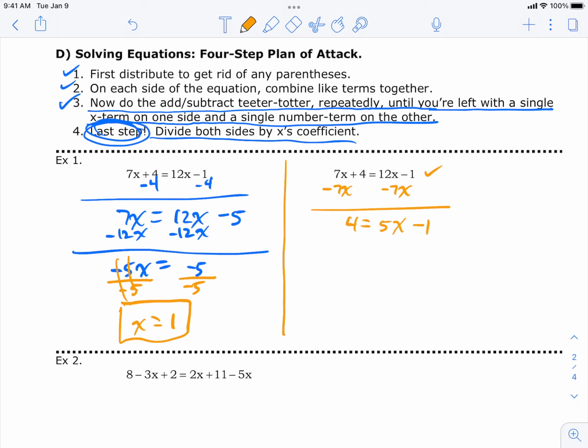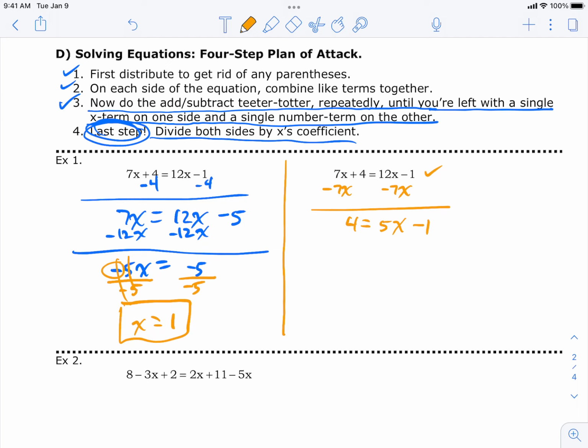Why would you want x on the right instead of on the left? The only reason is because now it's a positive 5x. If negatives make you anxious or whatever, you might want to put the x's on the right so they're positive. But it doesn't matter. I just always put my x's on the left. I'm okay with negatives. They don't bother me so much.